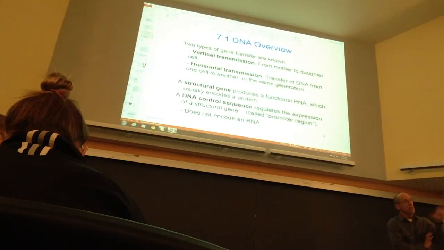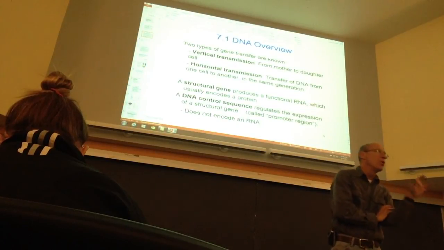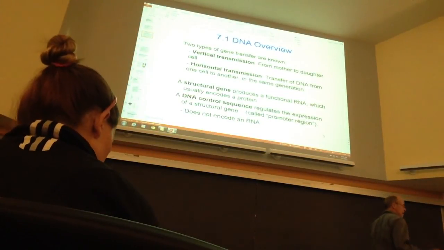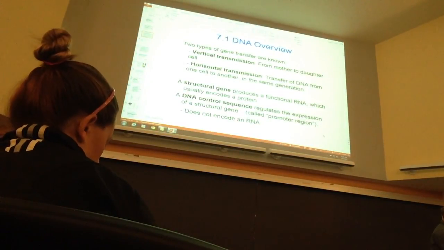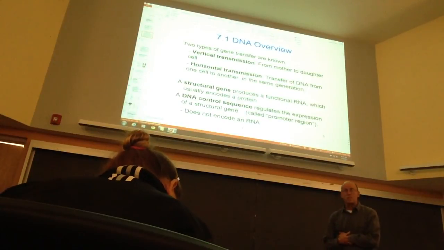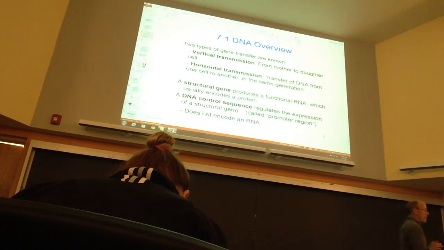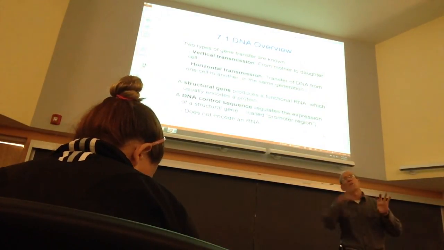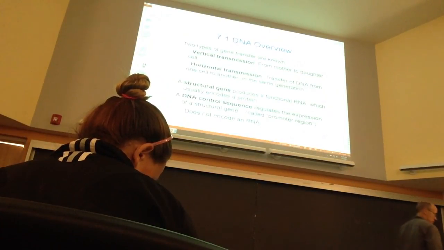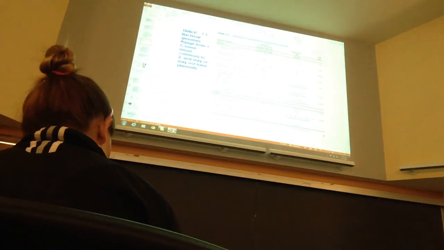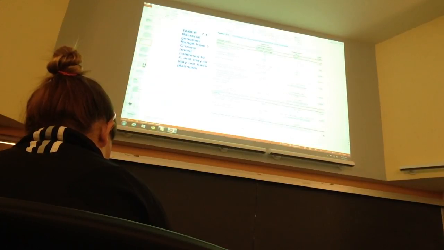There typically are upstream of those structural genes promoter sequences that control the expression of that structural gene. So DNA control sequences, promoter regions, are these regulatory DNA sequences that regulate the expression. And these are never translated into RNA. They're just controlling whether that structural gene is expressed, is transcribed into RNA. Okay.